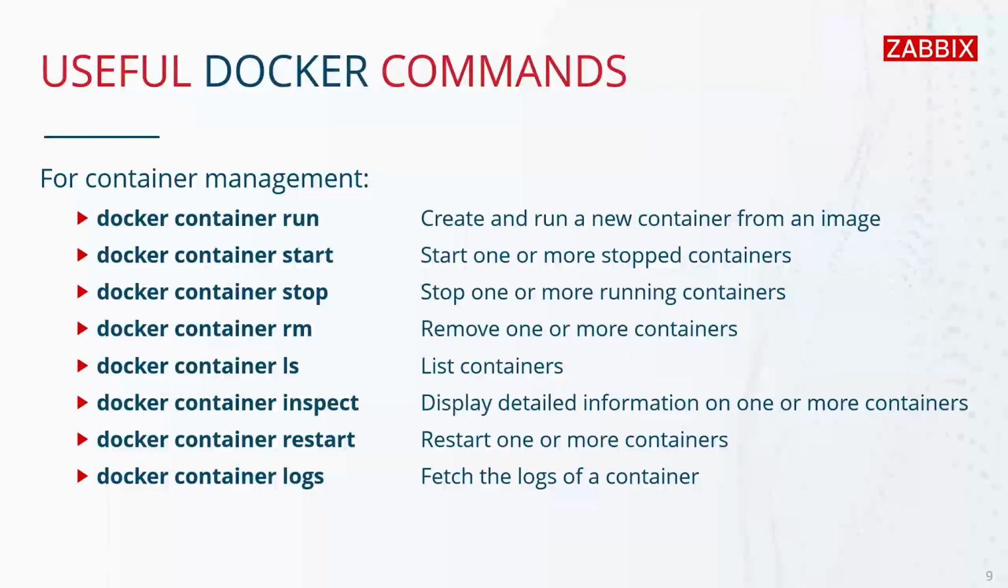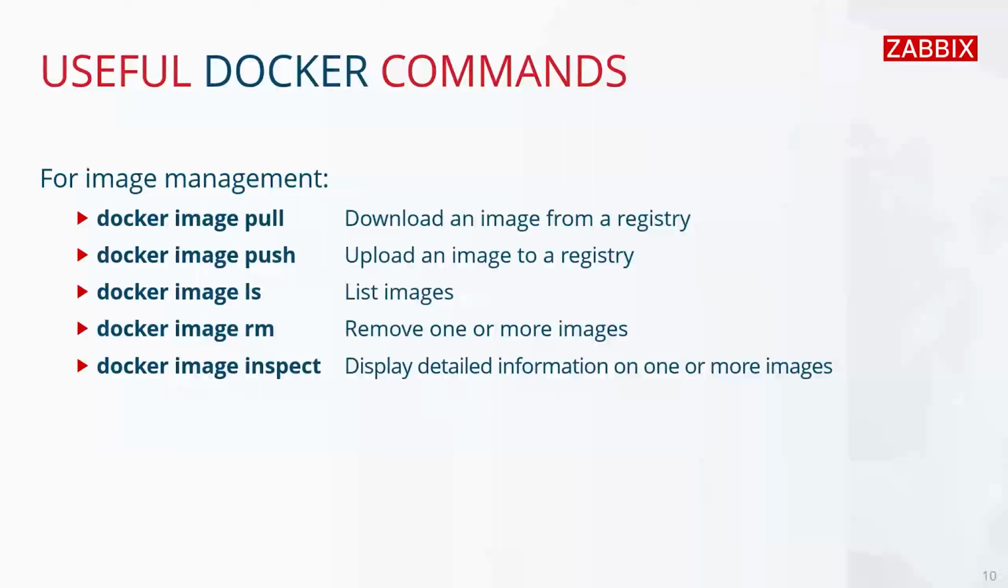Then here we have some useful Docker commands for container management, like how to run, start, stop, delete, check the list, inspect the container, restart it, and check the logs of the container. Then we have commands for image management, so you can download an image from a registry, push to a registry, list images, remove one or multiple images, and also inspect. For example, you see the image tag latest, but you're not sure which version it is. So you can use the docker image inspect command.